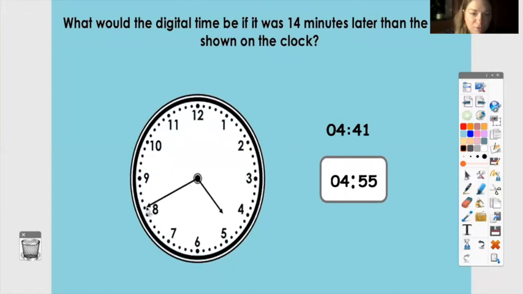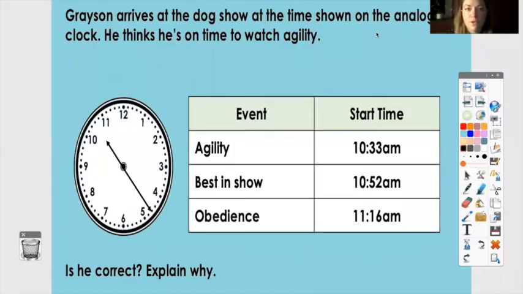So I'm going to add my 4 minutes first of all. 1, 2, 3, 4, and then I can just add 2 lots of 5, which is 10. So 5, 10. So that would actually put me on 04:55, whichever way you have had a go of, as long as you got the right answer. Brilliant. Well done.